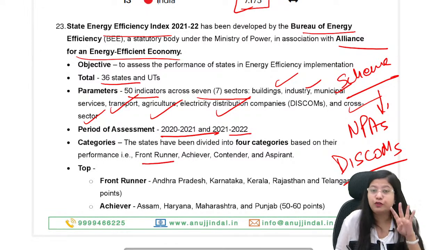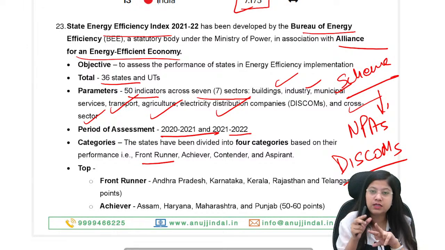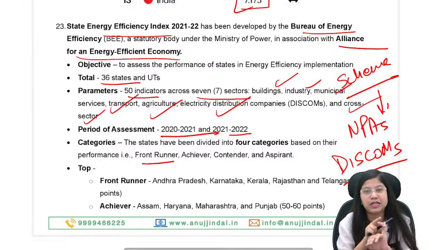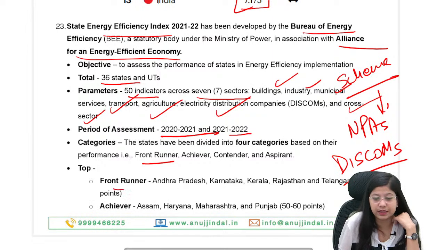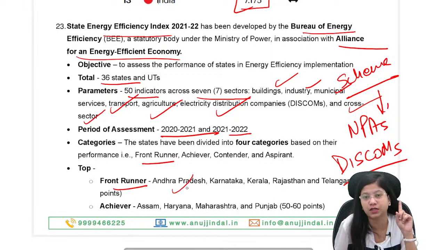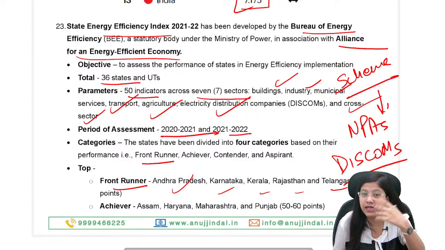States were divided into 4 categories. Pay attention guys, please pay attention. Front runner, achiever, contender, aspirant. Do remember 4 categories. Then in the front runner, we have Andhra Pradesh at the top. Karnataka, Kerala, Rajasthan, Telangana. All of these have scores higher than 60.